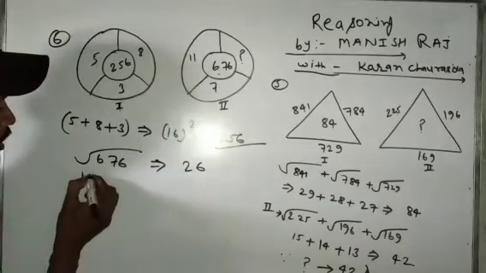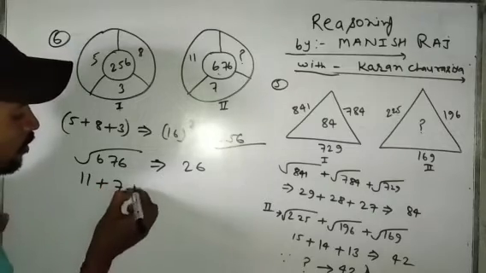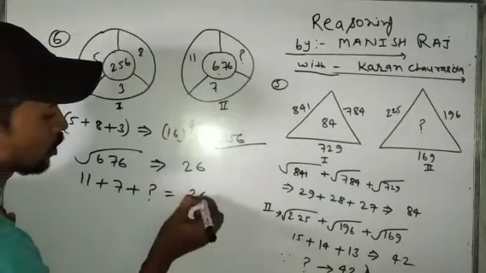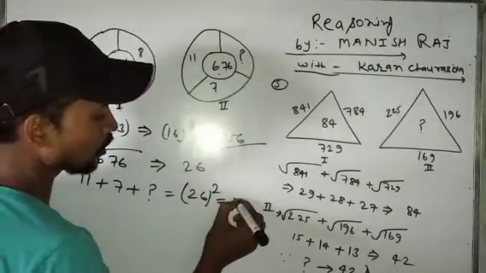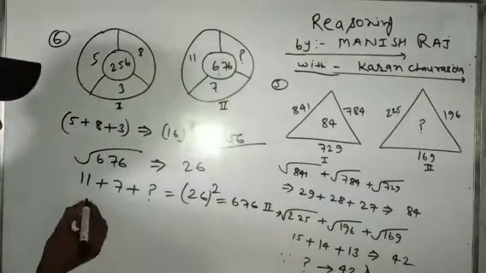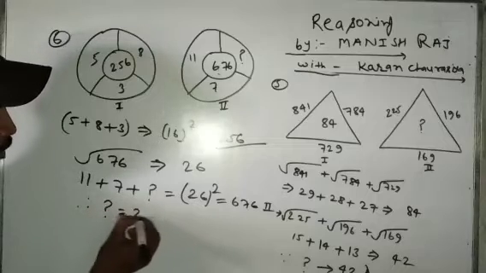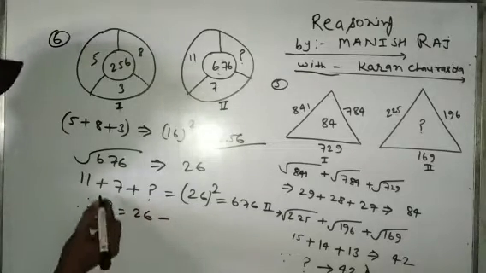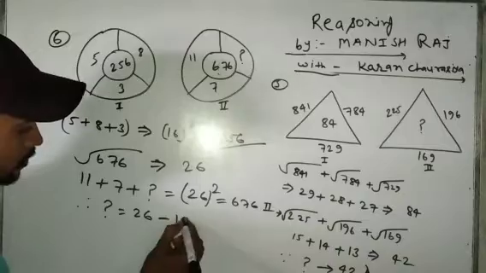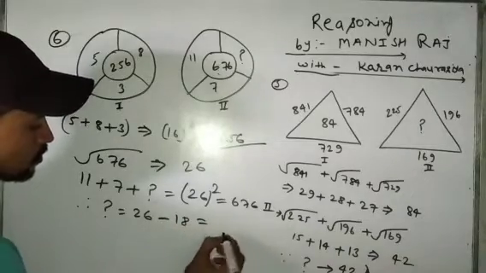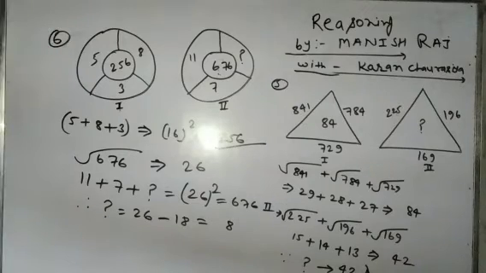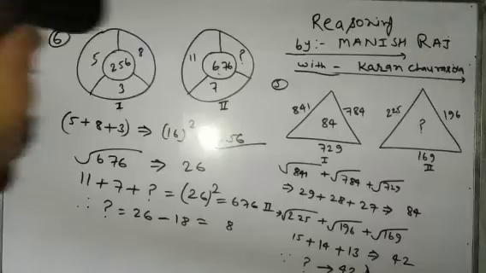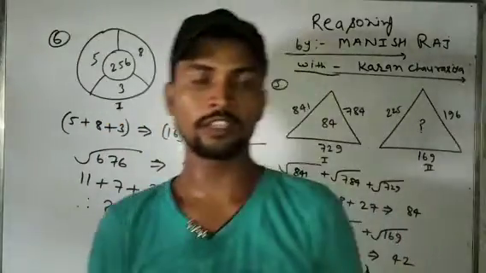Then 11 is added to 7, and 7 is added to what, to get 26? Because 26 is the square root of 676. According to the place of what, we can write 26 minus 18 equals 8. So in place of the question mark, we can write 8.